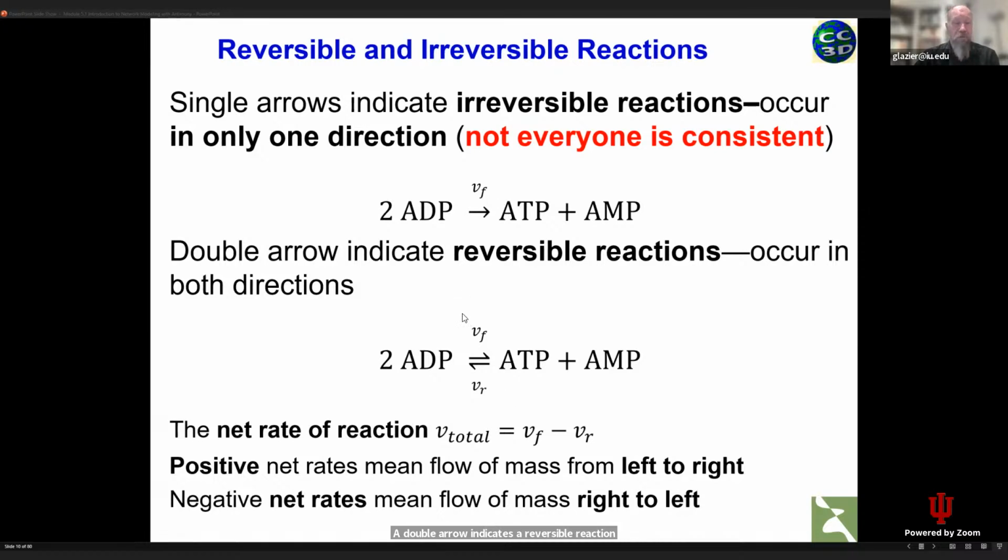VF would be the forward rate of reaction. VR would be the backward rate of reaction. The net rate of reaction would be V forward minus V backward. If there's a positive net rate, we're converting here 2 ADP into ATP plus AMP. If there were a net negative rate, then we'd be converting ATP plus AMP back to 2 ADP.